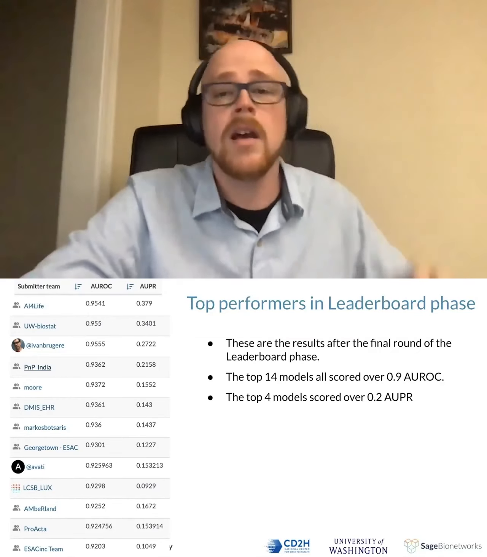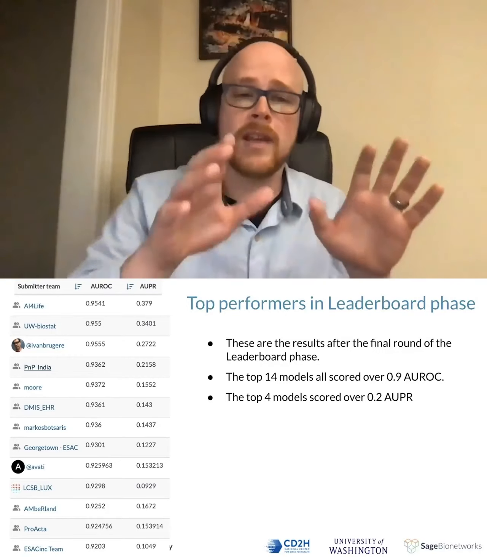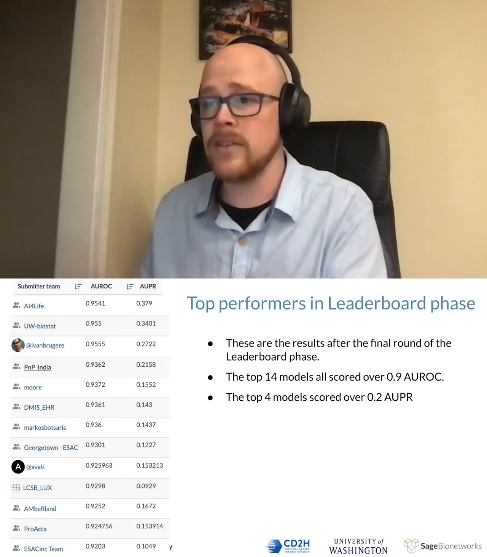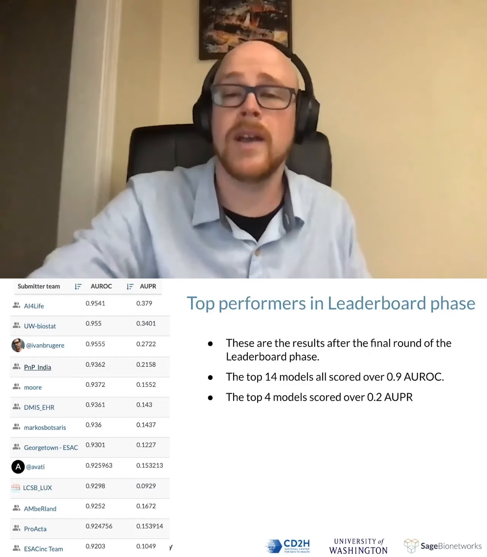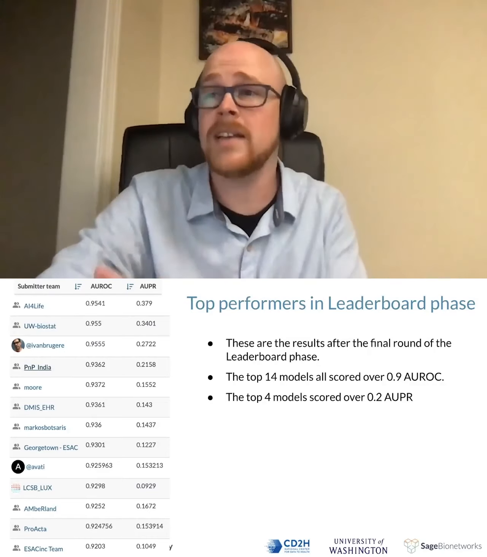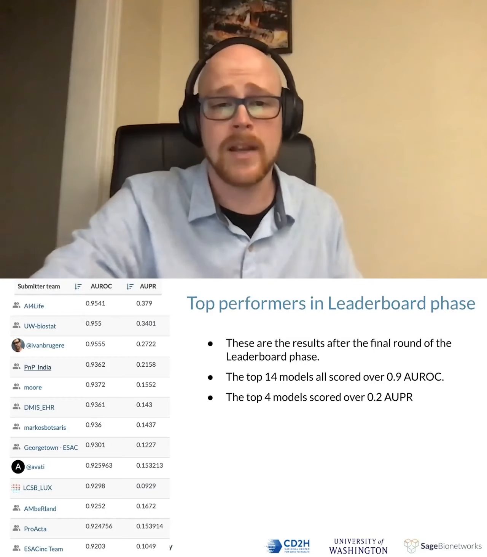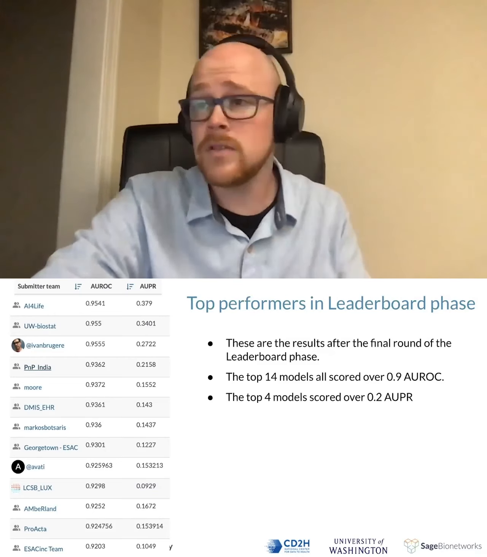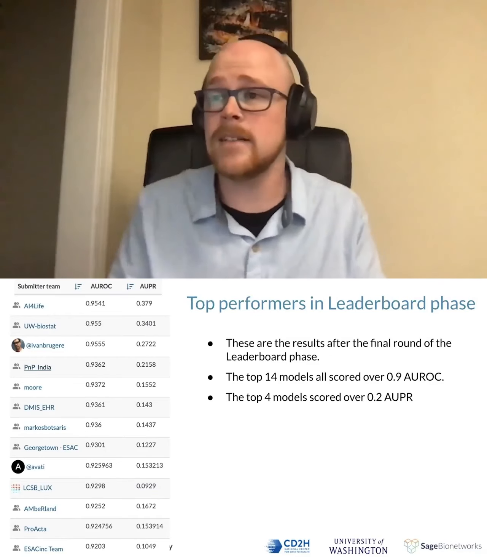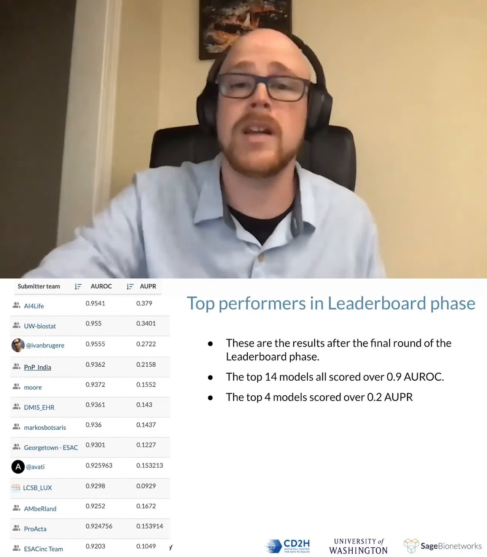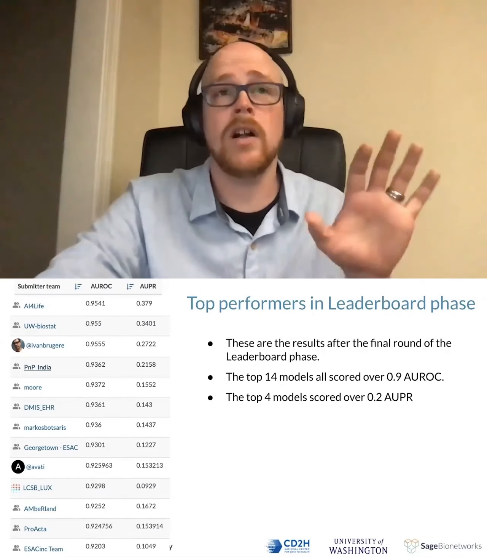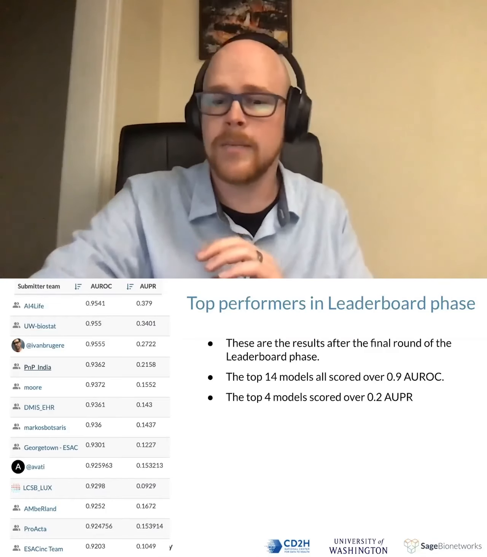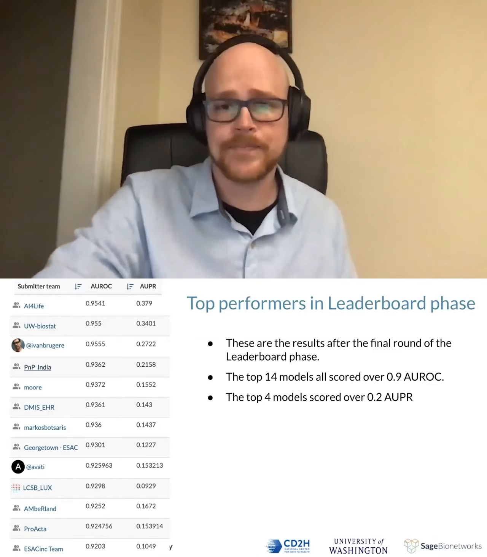Here you're seeing the top 14 or top 13 teams. After the leaderboard phase was done, we had one more final submission from each team that we then evaluated against this future data set, the validation data that Tomas mentioned in the timeline slide, where we pulled patients who appeared at UW during 2019, and we took all of their data and evaluated models against those to see how well a trained model would be prospectively evaluated on live new incoming data.